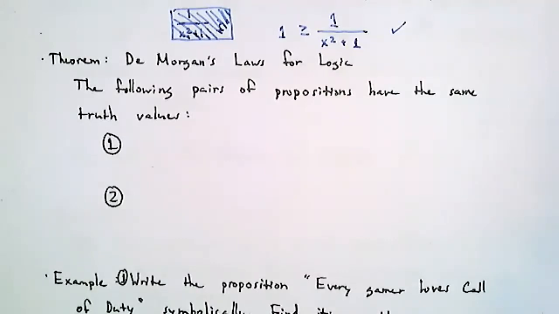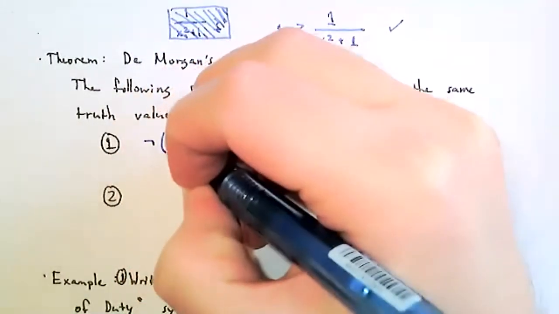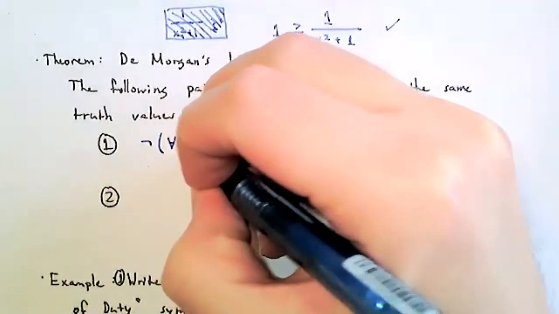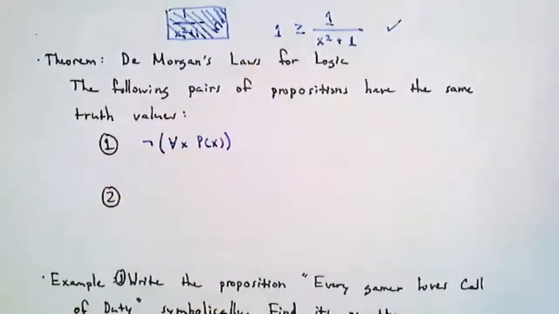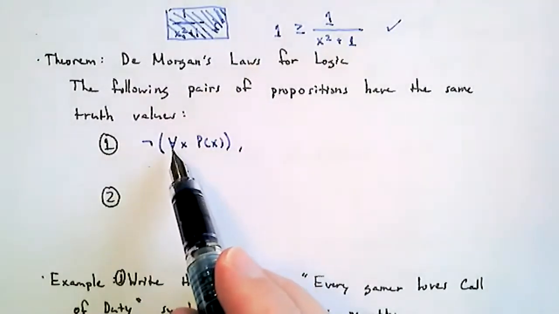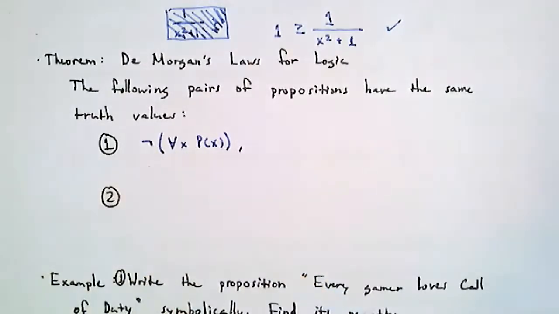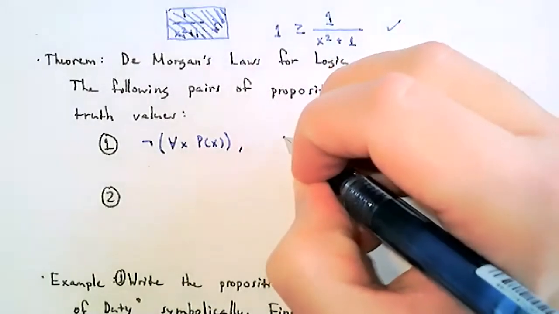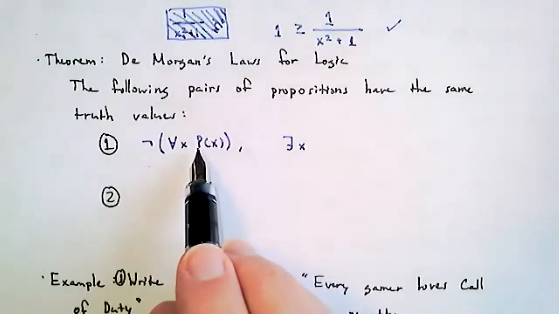So the first one says that the negation of this statement, for every x, p of x, is equivalent to changing the universal quantifier, the all, the upside down A, to an existential quantifier, an E, and then I put the negation on p instead.